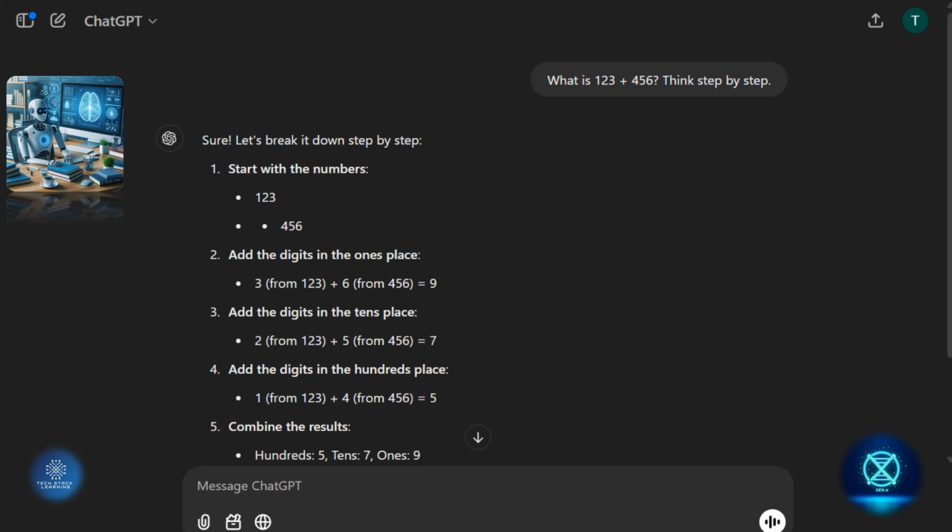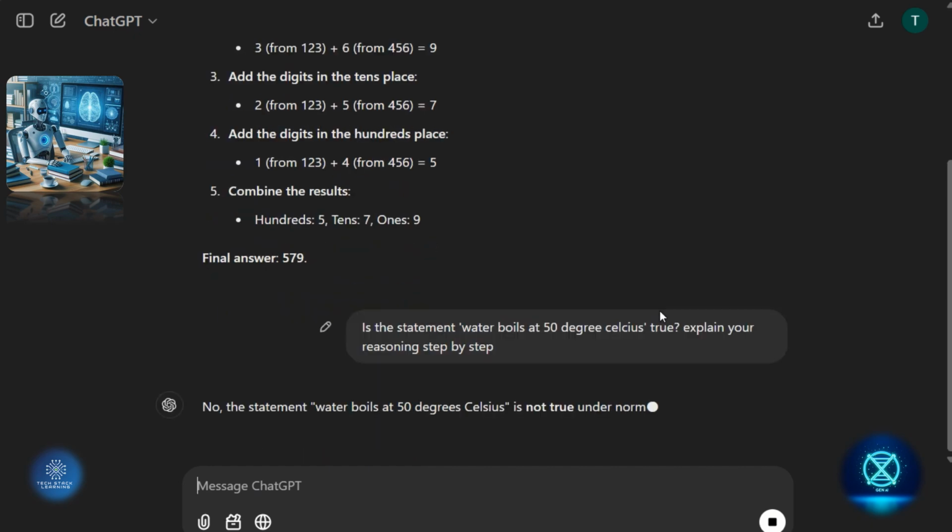A second example could be if you want to validate some facts. I can take an example like, is the statement water boils at 50 degrees Celsius true? Explain your reasoning step by step. Let's see how this is going to respond.